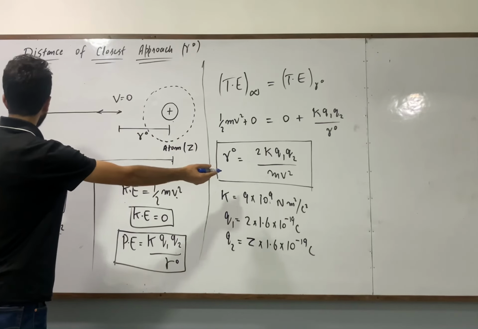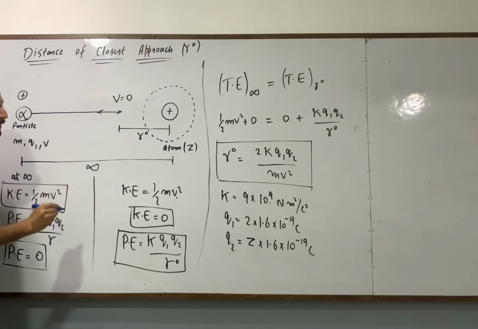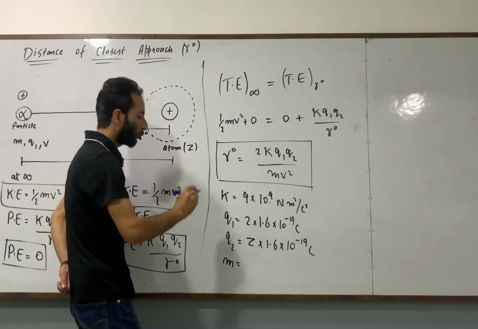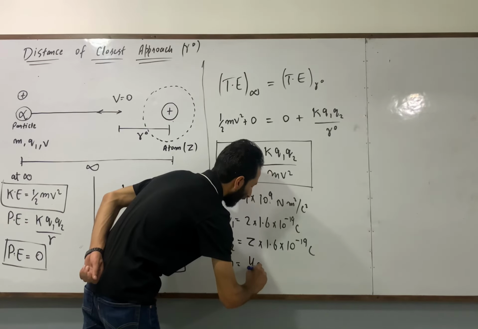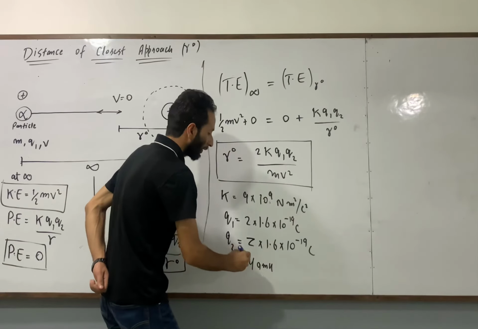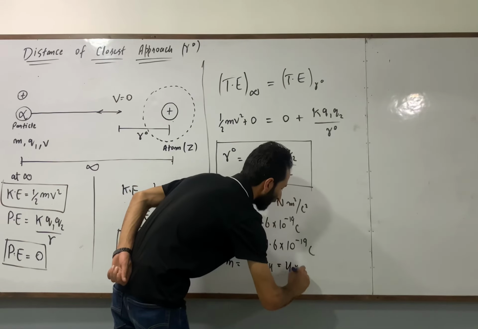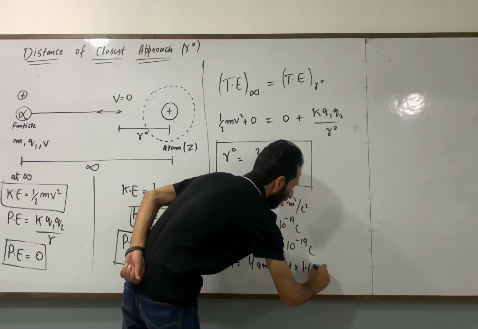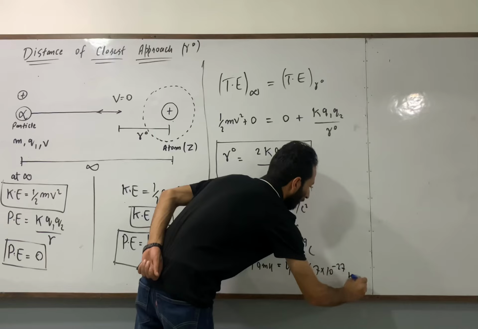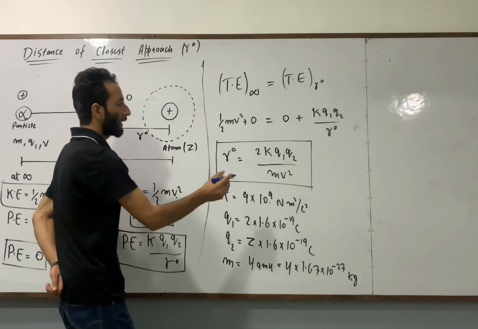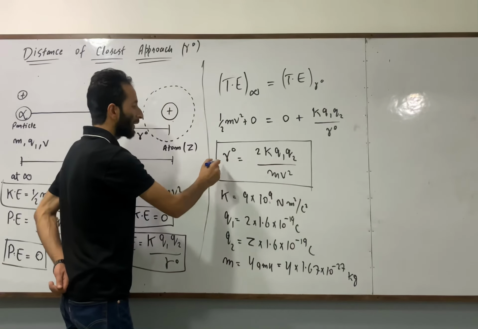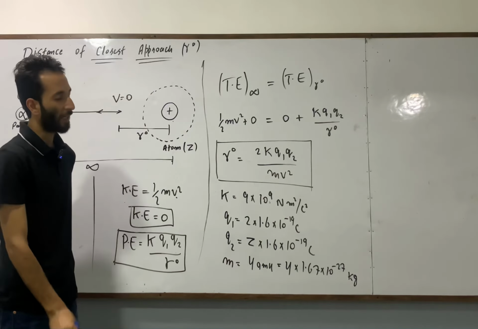Also we can use the value of m here. m is the mass of the alpha particle, which is equal to the mass of a helium nucleus, that is 4 AMU. 4 AMU is 4 times the mass of a proton, and the mass of a proton is 1.67 into 10 to the power minus 27 kg. The velocity will be given in the question. So by using all these values, we can find the exact value of the distance of closest approach. Thank you very much.